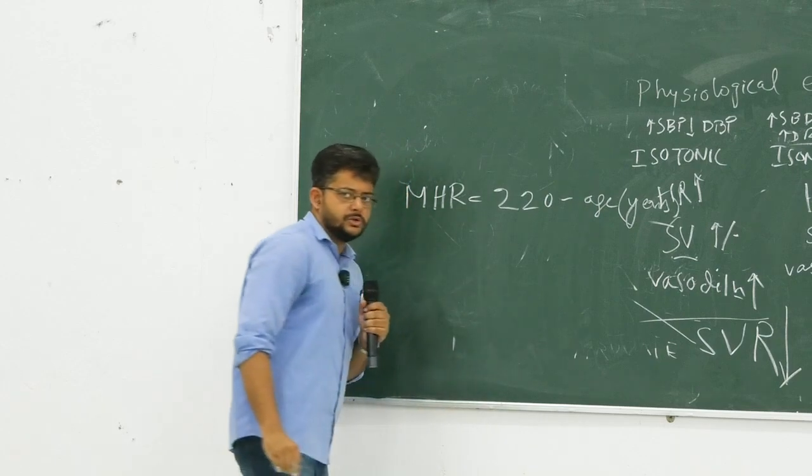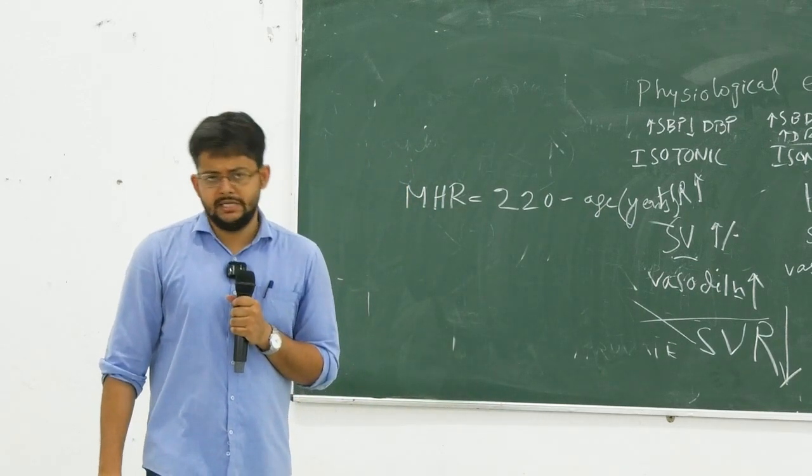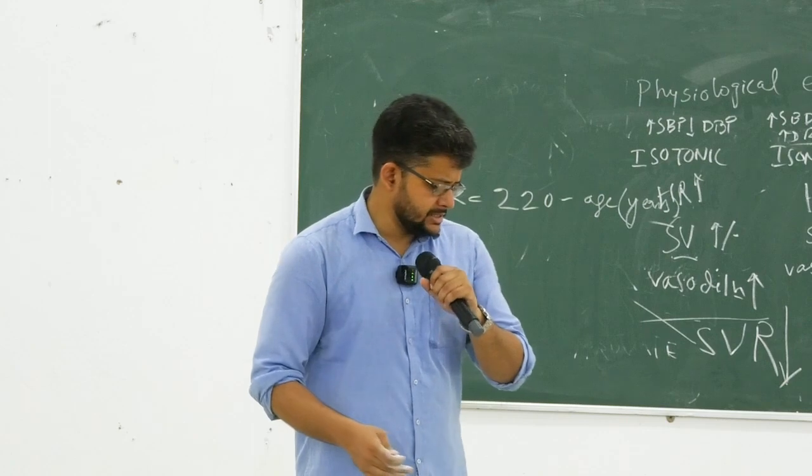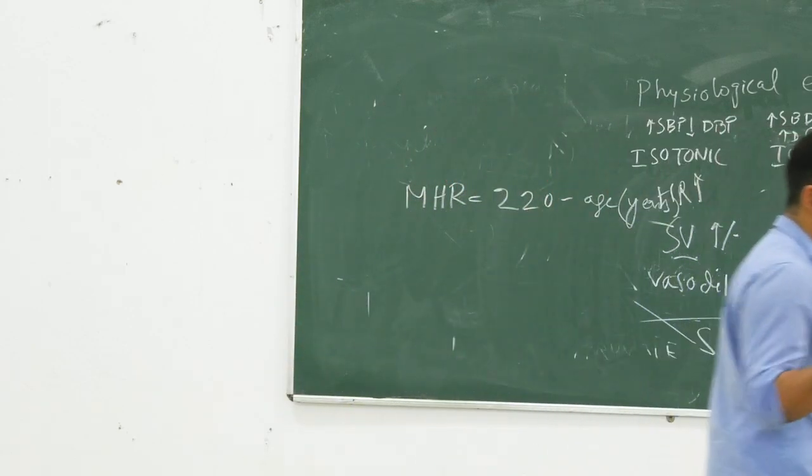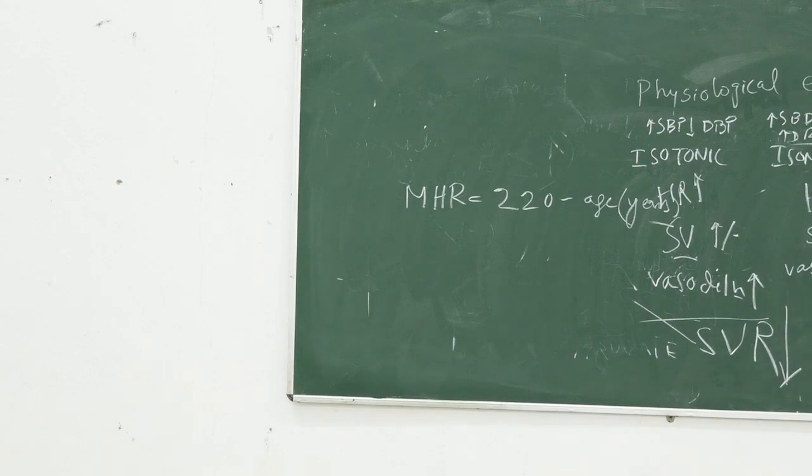Clear? At 20 years of age, the maximal possible sinus heart rate can go up to 200 per minute, 220 minus 20. One thing is clear from here: as age progresses, maximal heart rate reduces. At 20 years, 200; at 40 years, 180; at 50 years, 170, kind of that. Everybody understood? 20 years age, 220 minus 20, 200 beats per minute, that's your maximal heart rate. 50 years age, 220 minus 50, 170 beats per minute, that's your maximal heart rate.